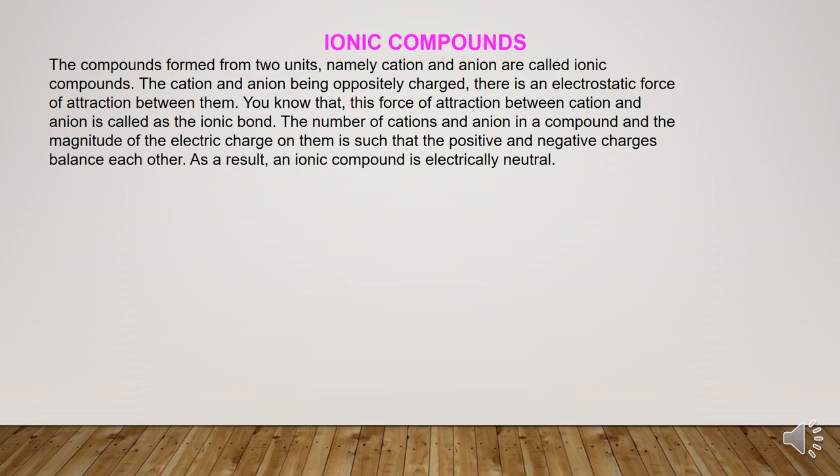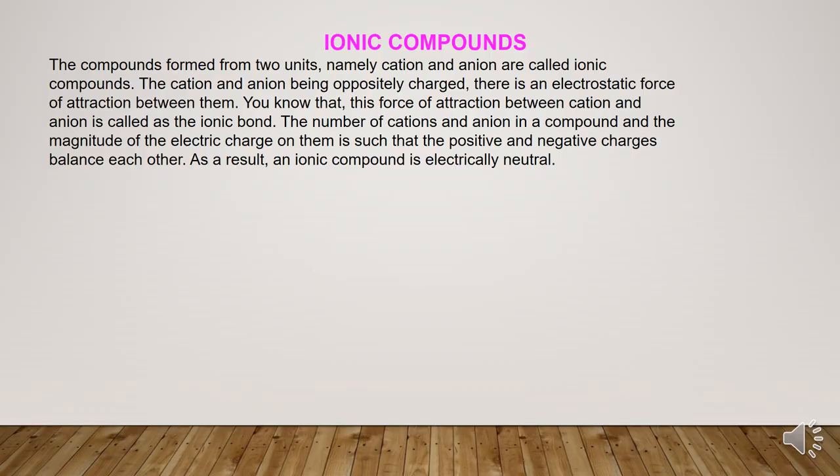The first thing that we are going to study today is ionic compounds. Now what exactly are ionic compounds? Ionic bonds, you have learned the basic concept in your previous standards. The compounds which are formed from two units, namely cations and anions, are called ionic compounds. What are cations, what are anions? We have already explained this in the chapter Chemical Reactions. So do go and watch that video if you have any doubts and queries regarding cations and anions.